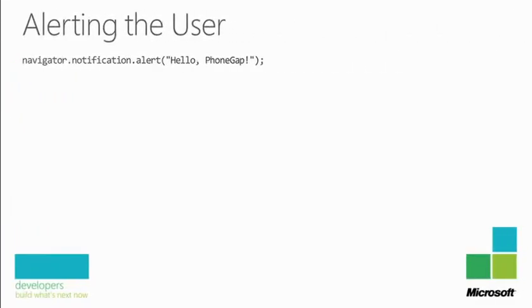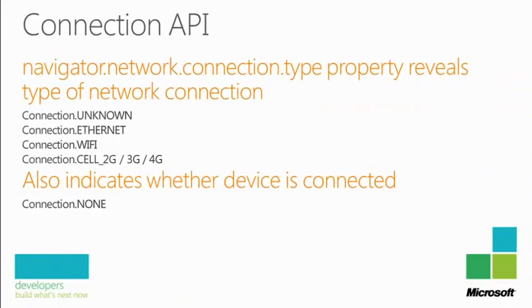As an example, if I wanted to pop up an alert box and I want to make sure it's done in a cross-platform way, I call navigator.notification.alert, and I pass in the message that I want to appear in that alert box. Almost every mobile device has a different way of showing that alert box, and the Windows Phone is no exception.